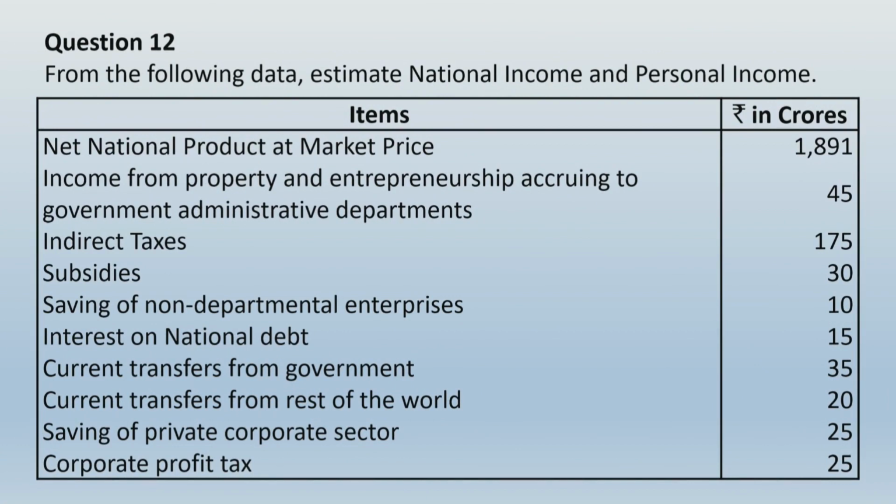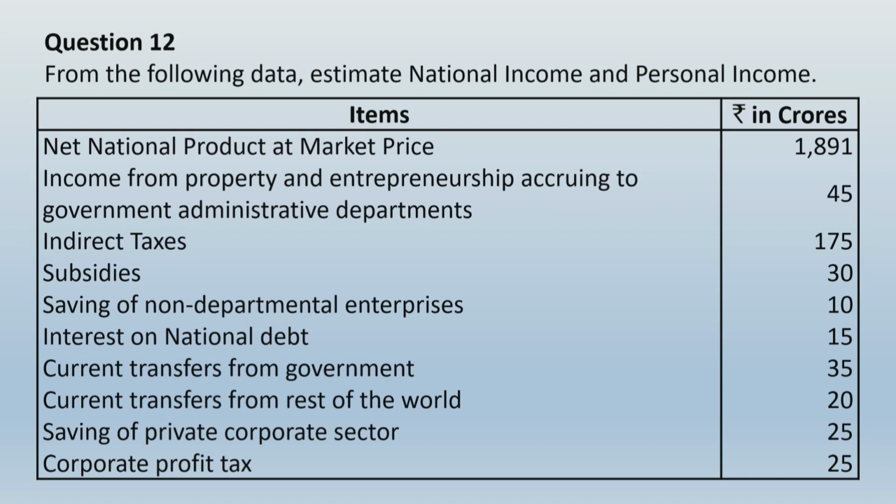It says, from the following data, estimate national income and personal income, and they have given net national product at market price, income from property and entrepreneurship accruing to government administrative departments, indirect taxes, subsidies, savings of non-departmental enterprises, interest on national debt, current transfers from government, current transfers from rest of the world, savings of private sector, and then corporate profit tax.